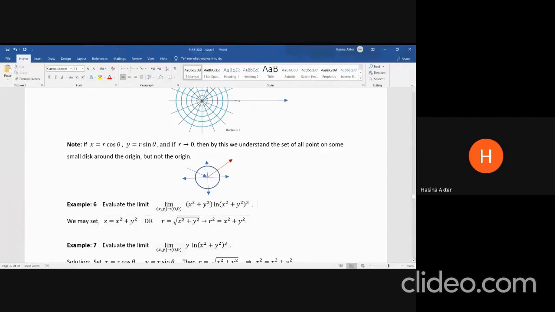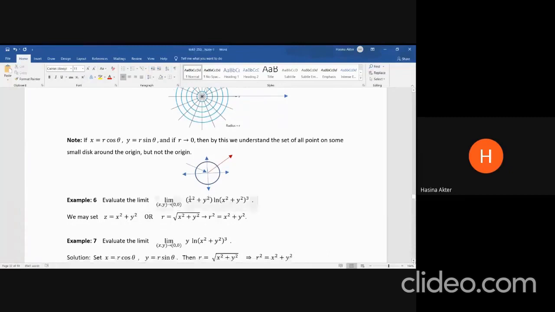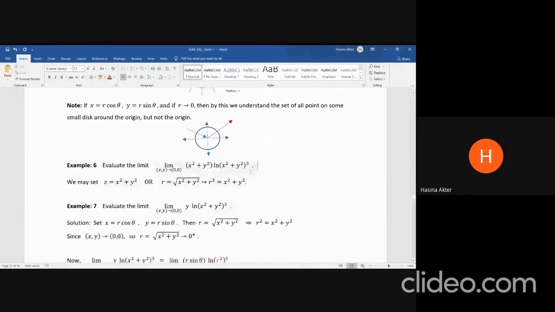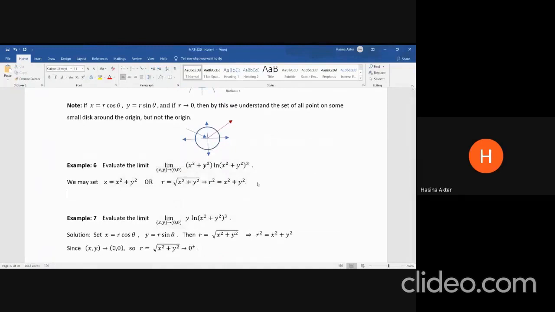Okay, but of course, if you write it r squared, there will be no theta. It's independent of theta. But look at the next one. For example, exercise 7. This is homework. You must complete exercise 6. Doesn't matter whether you set z equals x squared plus y squared or you set r squared equals x squared plus y squared, the limit will be the same.